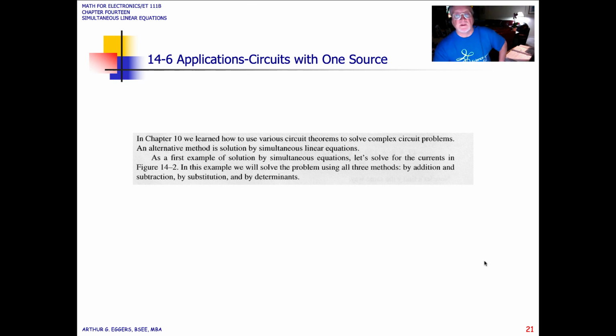So when we come back, we'll take a look at the last sections here. We've got applications with one source and applications with more than one source that we need to take a look at for an example in electronics.